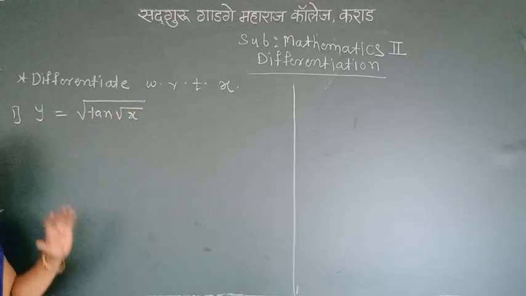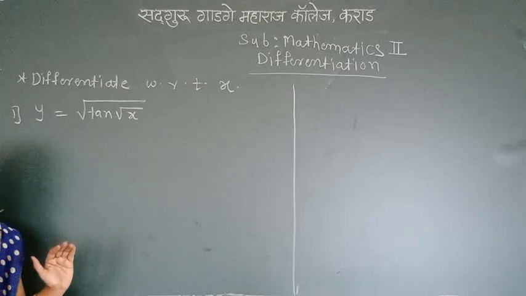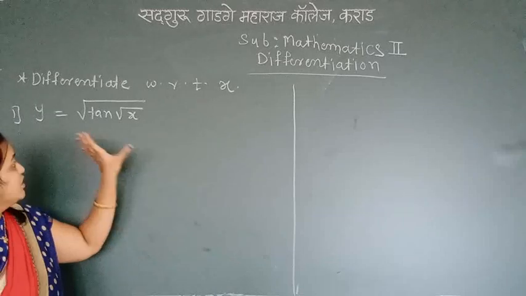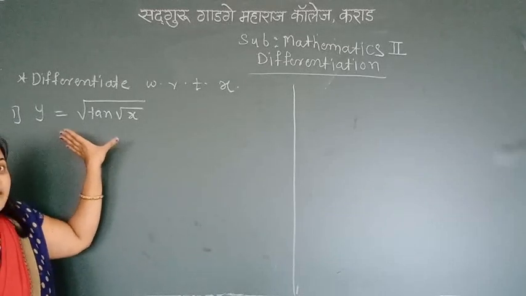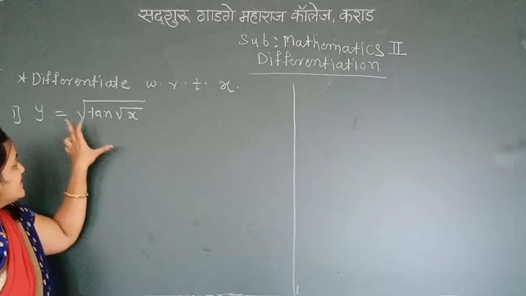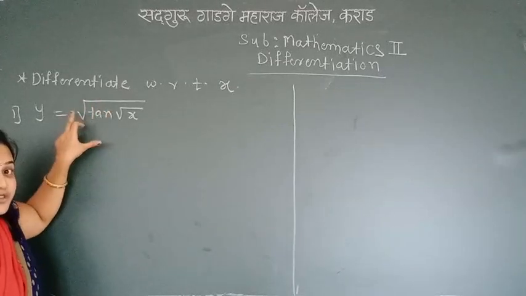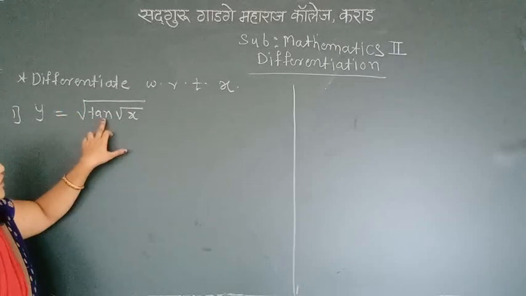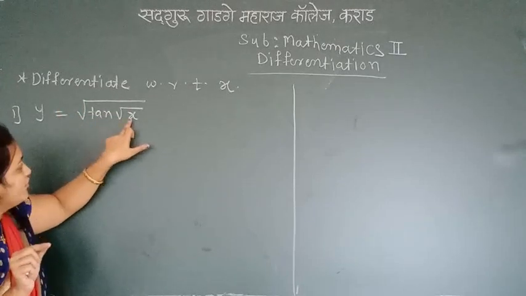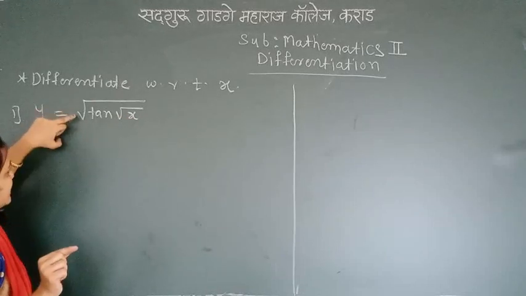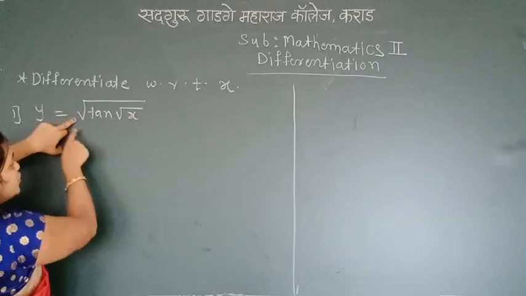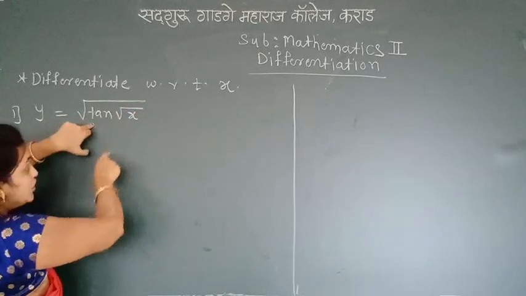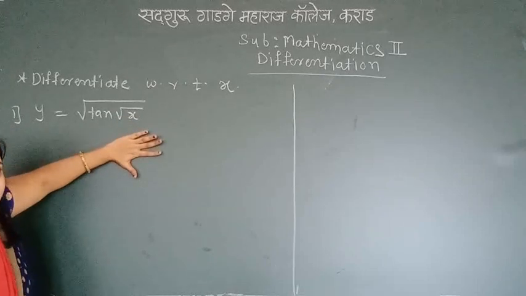Now whenever an example comes, we check whether it is in standard form or composite form. The given example is composite form, because the standard form first is root x. So this is your first standard form. What is your sub function here? Tan of root x. So again, first is the standard function, which is root x, but it's composed with tan of root x. So here we can use the composite function theorem.